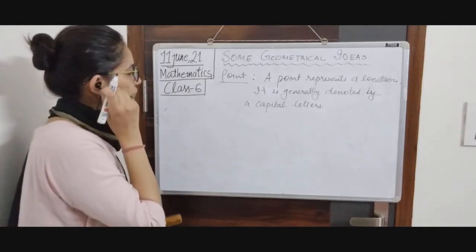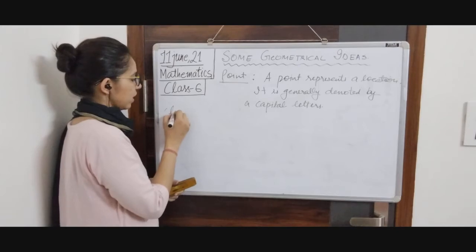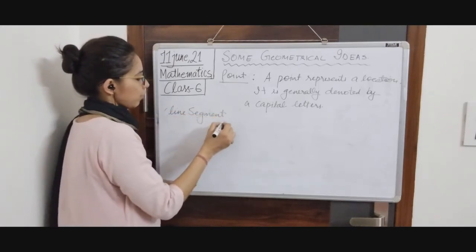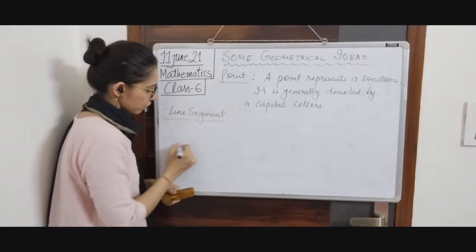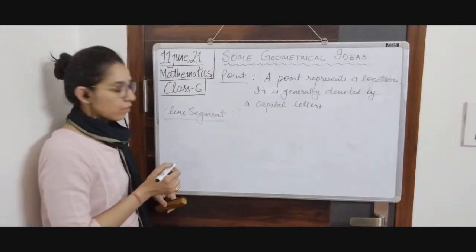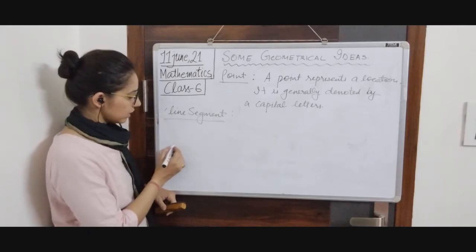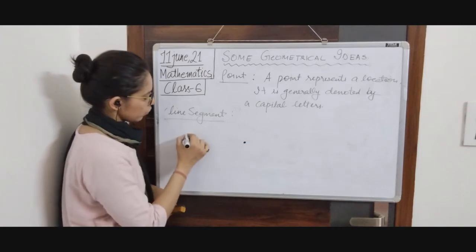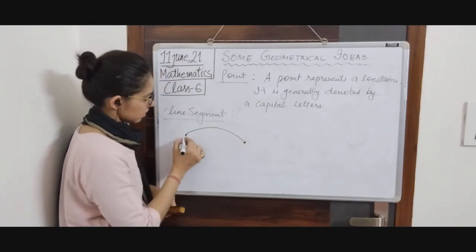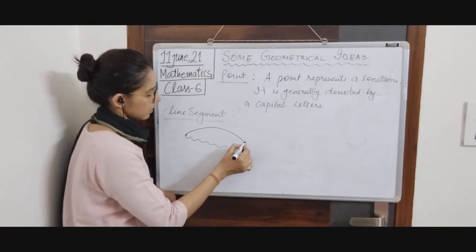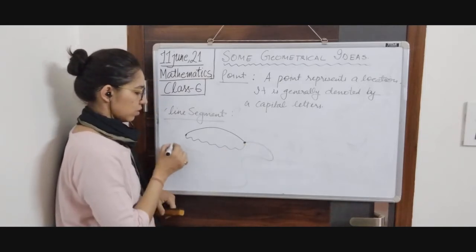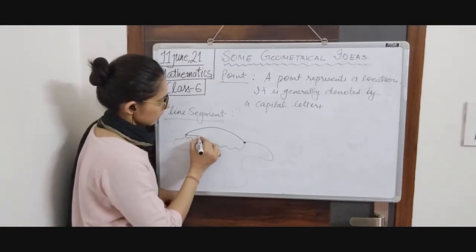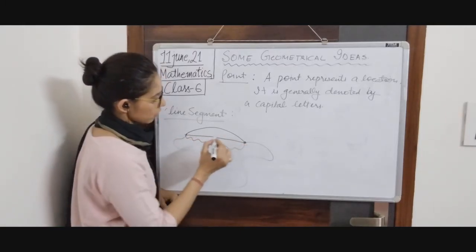Okay? Next is a line segment. What do we mean by line segment? Suppose we have 2 points. Okay? We have 2 points. Now we can join these 2 points. Suppose this, a darker. We can join these 2 points like this, by this also, and by this also.